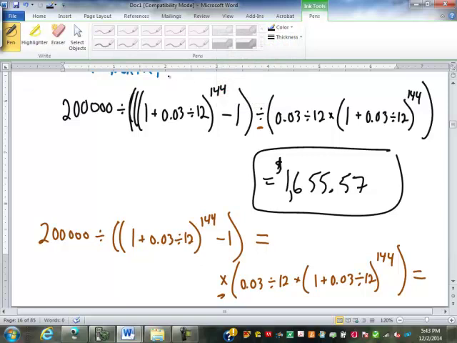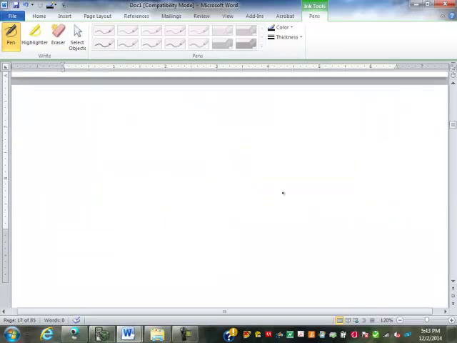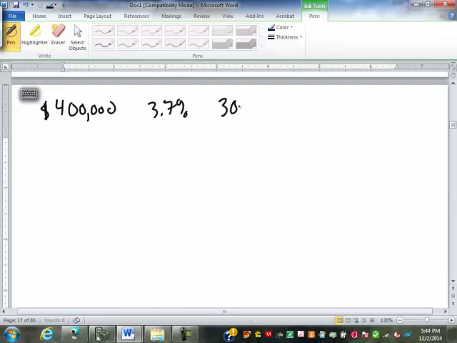So that is how much you can draw out if you know the lump sum. Let's do one more example of that. Let's say we're going to retire. We have $400,000 saved up. And we figure we can draw 3.7% interest. And we plan on living for another 30 years. How much can we draw out monthly?